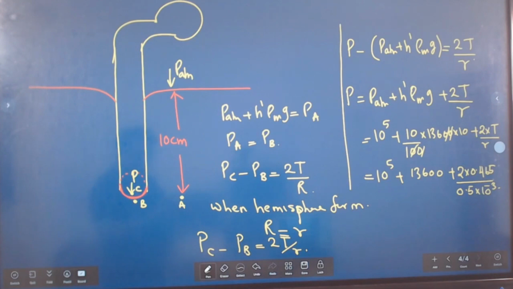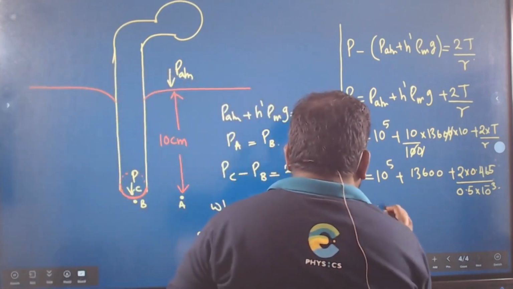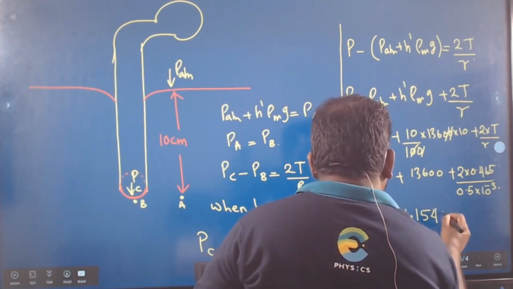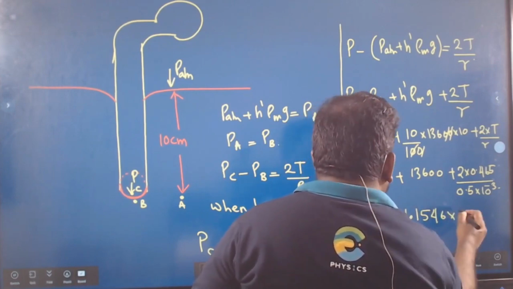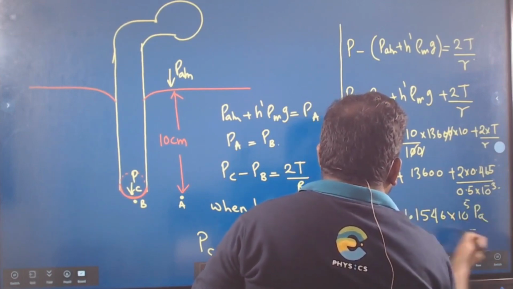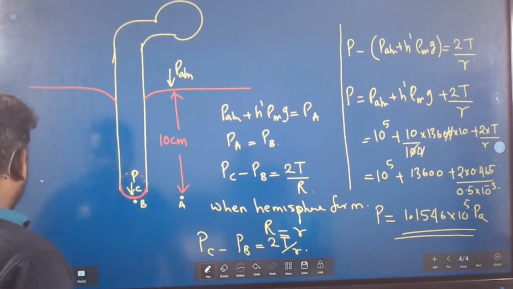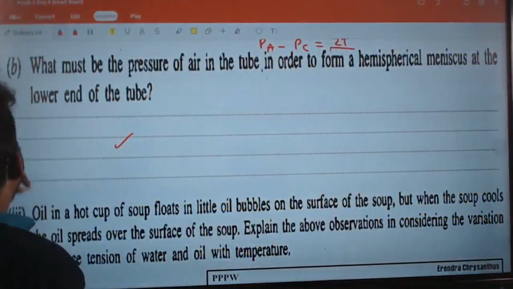Here pressure inside is 1.1546 times 10 to the power 5. Pressure inside, how? Right. Then what?